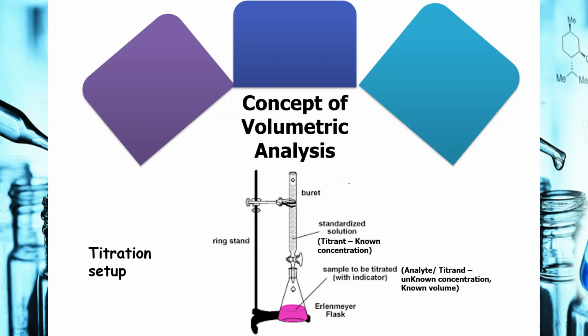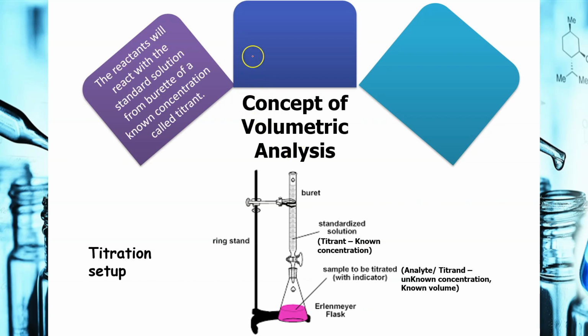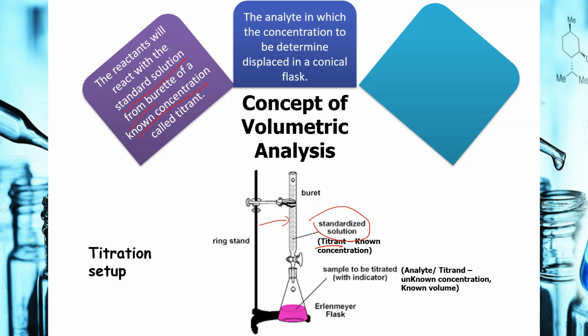Now we move to the concepts of volumetric analysis. The first concept is that the reactant will react with the standard solution from the burette of known concentration, called the titrant. As I said in the previous slide, the burette will be occupied with the standard solution. We call it the titrant. The second concept is the analyte, in which the concentration to be determined is placed in the conical flask, this one. We call it the analyte, of unknown concentration but known volume.